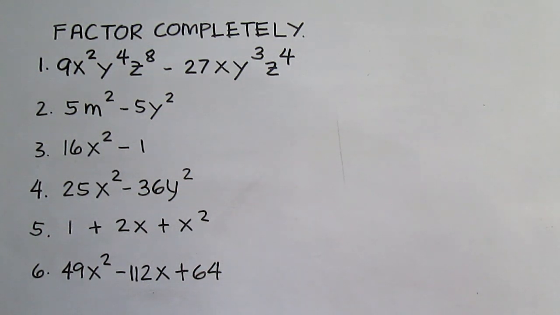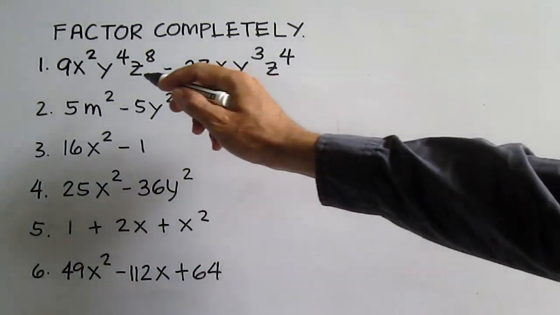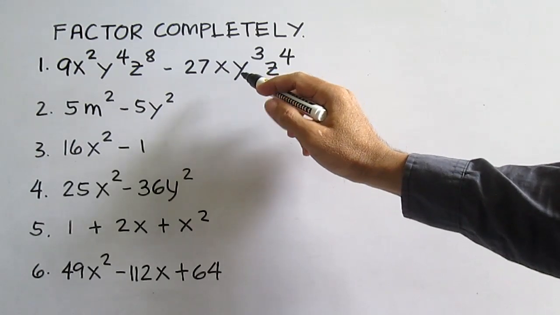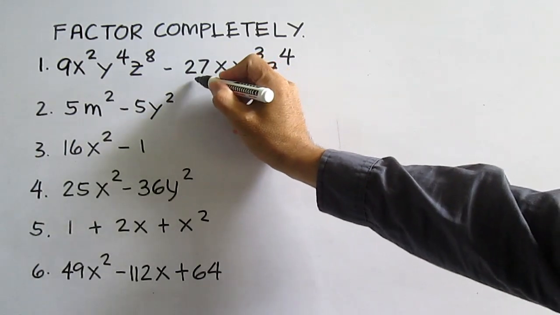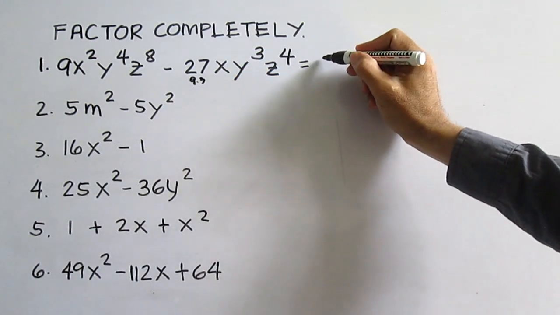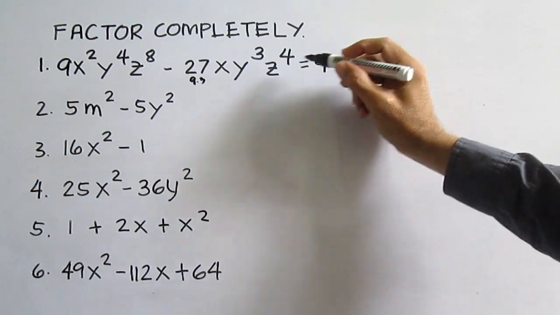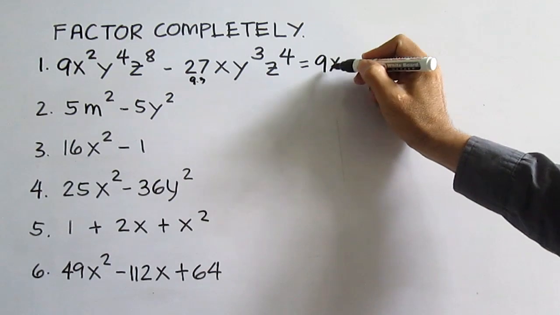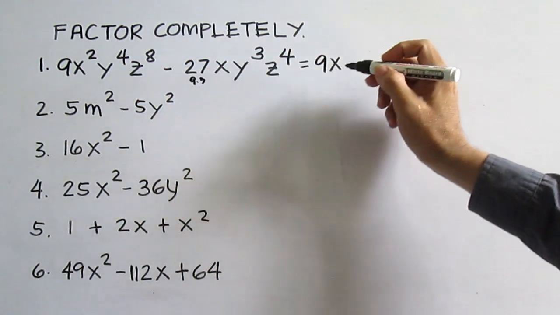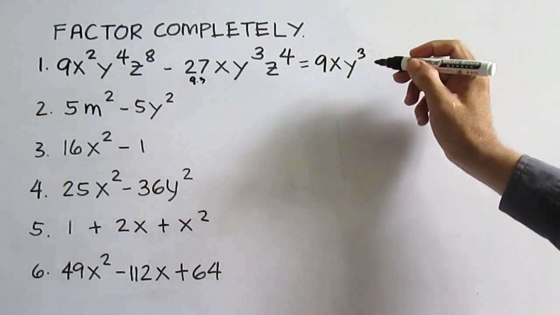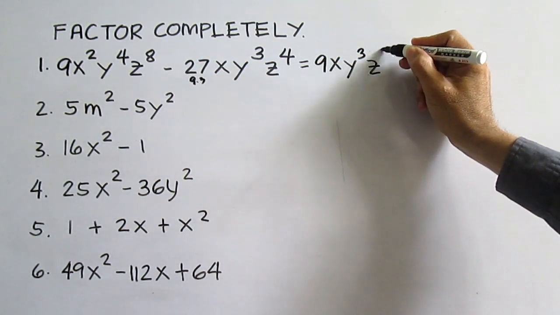Factor completely. Number 1, 9x squared y to the power of 4 z to the power of 8 minus 27xy cubed z to the power of 4. What is the greatest common monomial factor? For 9 and 27, it's 9. X squared and x is x. Y to the power of 4 and y to the power of 3 is y to the power of 3. Z to the power of 8 and z to the power of 4 is z to the power of 4.